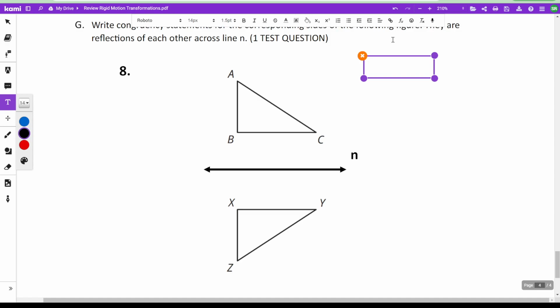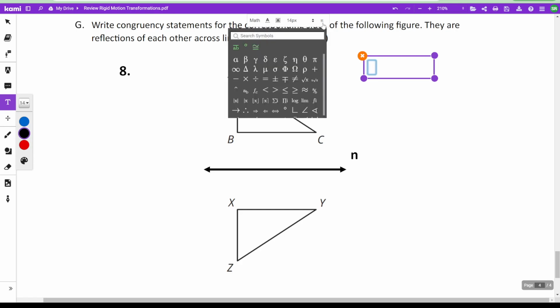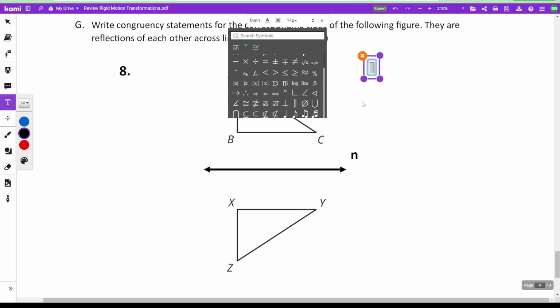So here we can say, and I need to find my proper notation for this. Here we go, right here. AB, and notice I put the little bar on top so that we're aware that this is a line segment, is congruent to XZ.